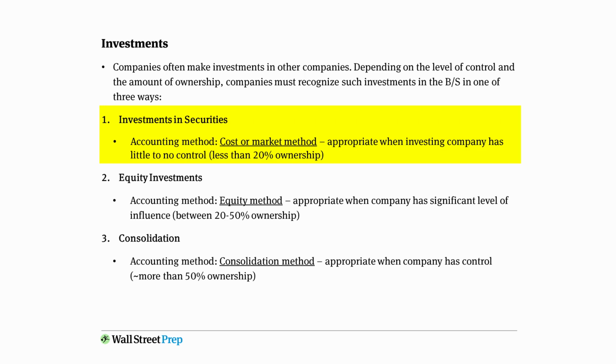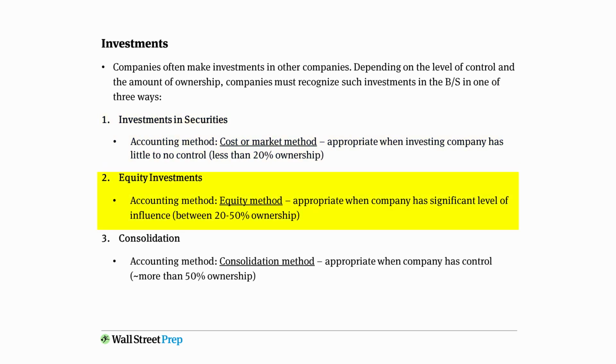The next accounting approach for investing in other companies is called equity investments. This is appropriate for when a company has significant level of influence, but not control over the investment. So we're talking about a general rule of thumb of 20 to 50% ownership. The accounting method that's appropriate in that instance is the equity method. So that's the second category.